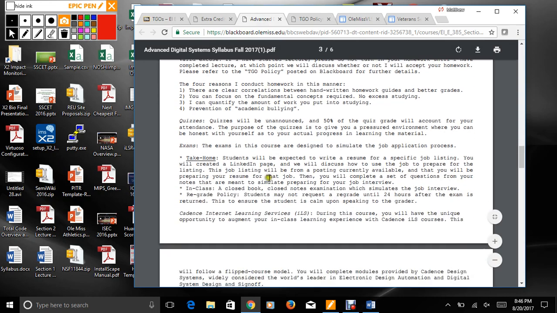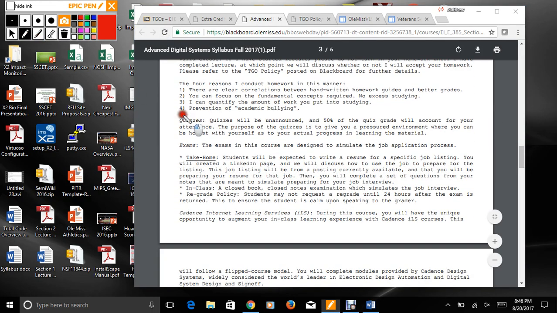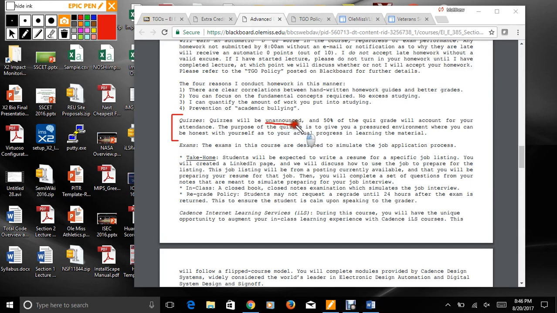So quizzes: I will give 4 quizzes during the course of the semester. They are unannounced, and 50% of the quiz grade will account for your attendance. What that means is that if you show up and you're in class, you automatically get 50 out of 100. The purpose of the quiz is to give you a pressured environment where you can be honest with yourself as to the actual progress in your learning of the material. Because of the 50%, you're given a buffer. So you get an opportunity to review and be honest with yourself about your information. It doesn't have that much of an impact on your grade, and you're rewarded for showing up and coming to class.